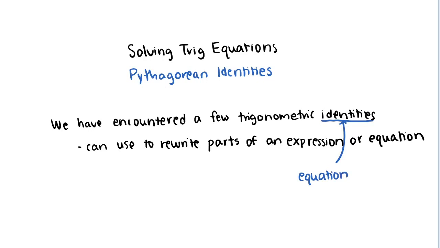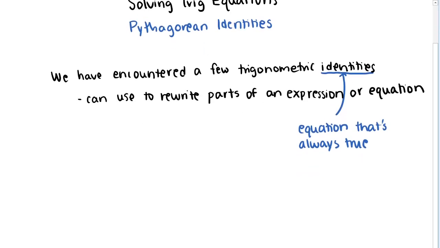So an equation that's always true. And we can use our trigonometric identities to rewrite parts of an expression or parts of an equation, and this can sometimes help us evaluate an expression or solve an equation. Let's remind ourselves of what identities we've seen so far. We've looked at a handful of equations we've called the Pythagorean identities.